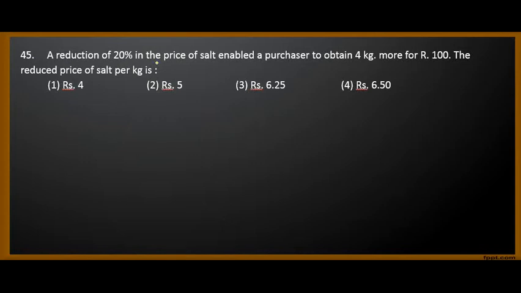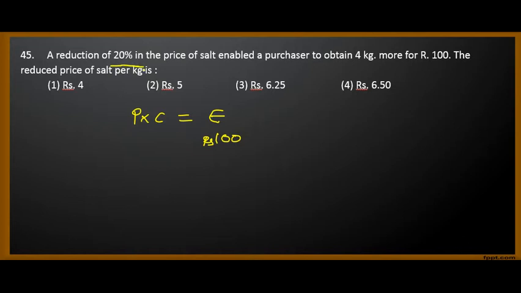A reduction of 20% in the price of salt enabled a purchaser to obtain 4 kg more for 100 rupees. The reduced price of the salt per kg is? Now, price into consumption is equivalent to expenditure. What is the expenditure here? 100 rupees. Expenditure is constant.